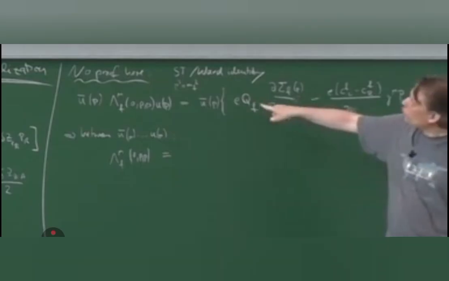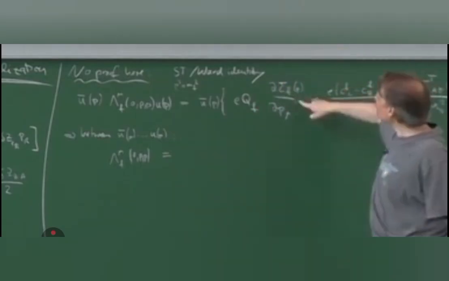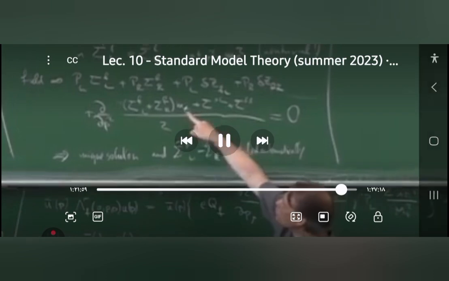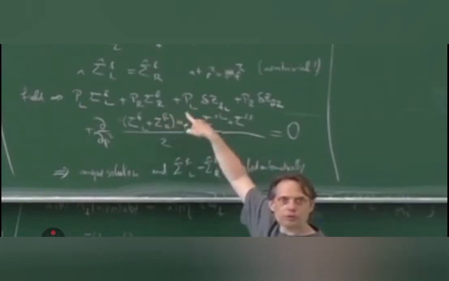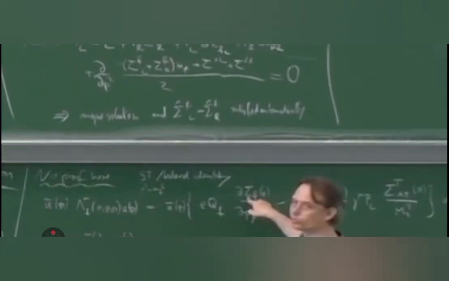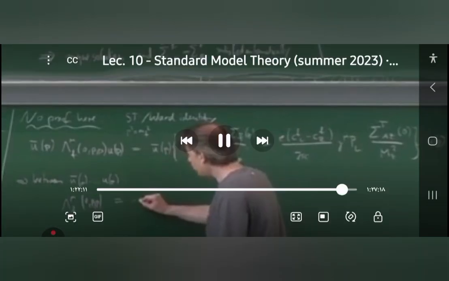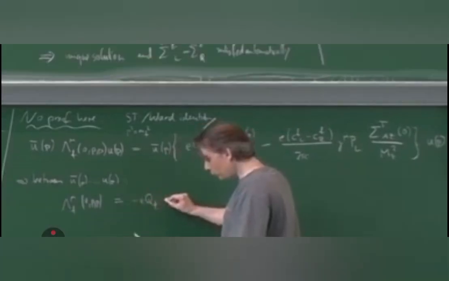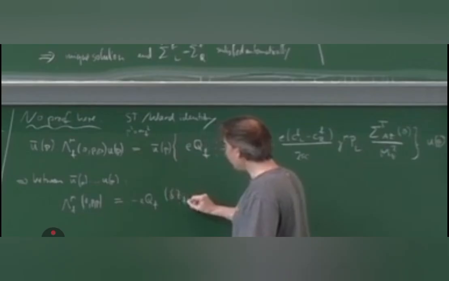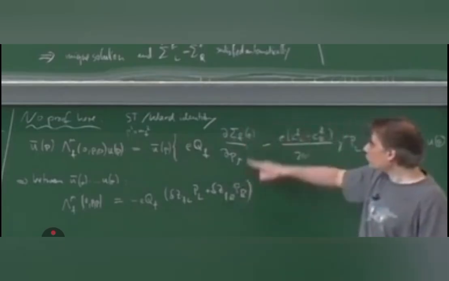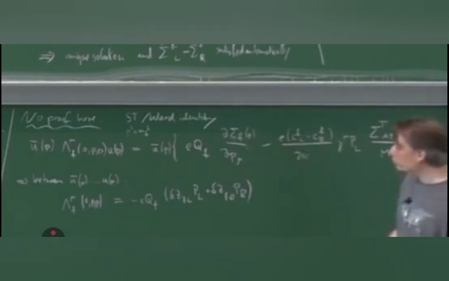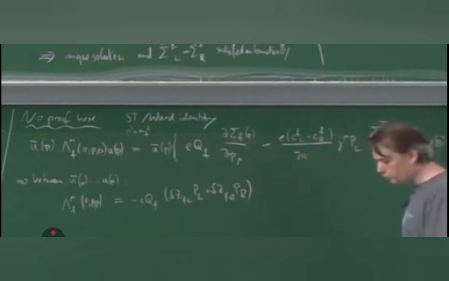And if you go through the details, then this leads to exactly the same combination as the one that appears here in the determination of the field renormalization constants. So therefore, this object here reproduces exactly the left and right-handed field renormalization constants. So we get here minus e Q_f times delta Z_f left, P left, plus delta Z_f right times P right. So this comes from here. And the on-shell condition, of course, is such that this is determined in terms of the delta Z factors.